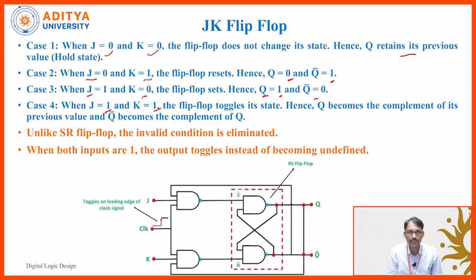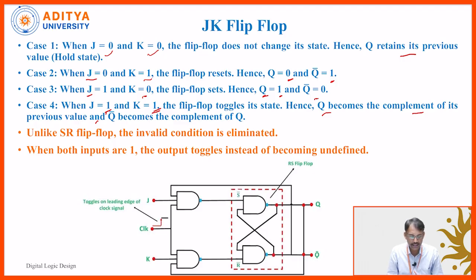Now we simply define that condition. So j is equal to 1 and k is equal to 1. Then q becomes the complement of its previous value. That is why we call this q bar, the complement of q. That means q becomes q bar and q bar becomes q. That is simply quite the opposite. That we call the toggling condition.